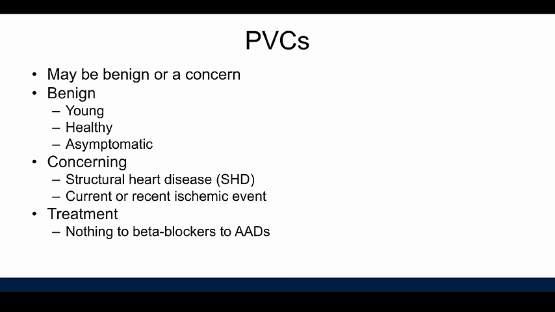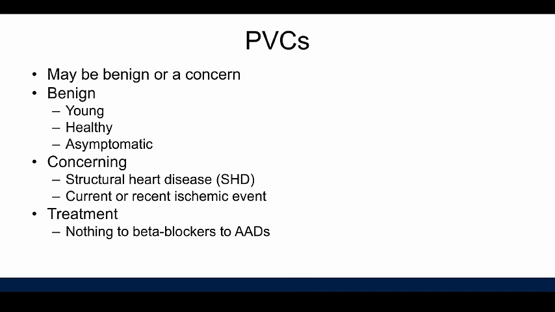In patients that are older or have underlying structural heart disease, so for example, maybe a patent foramen ovale or some type of atrial septal defect, perhaps they've had a recent MI or are having an MI, this could be very concerning. So the treatment could be that you do nothing for a healthy asymptomatic patient, to treating with beta blockers for someone undergoing ischemia and acute MI and having some PVCs, to someone with structural heart disease who would be significantly at risk of sudden cardiac death, may need to be placed on an antiarrhythmic drug to suppress these.